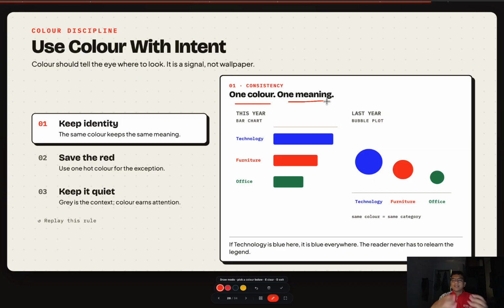So the rule number one is you need to make sure each color has a similar meaning. Let's say you have two visuals within the same dashboard, and both visuals involve similar dimension data, in this case categories. So if possible, try to make sure each of the categories is aligned. In this case you have a bar chart here and a bubble plot here.